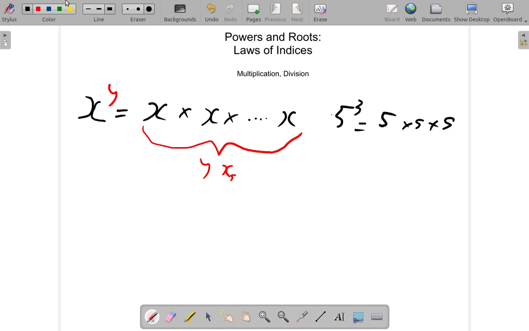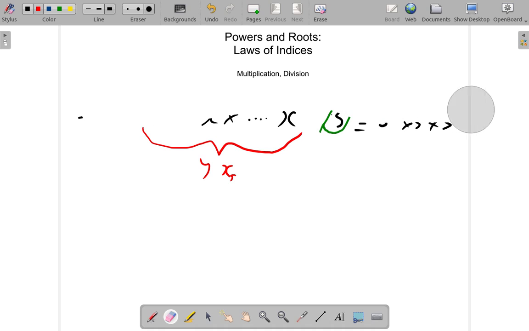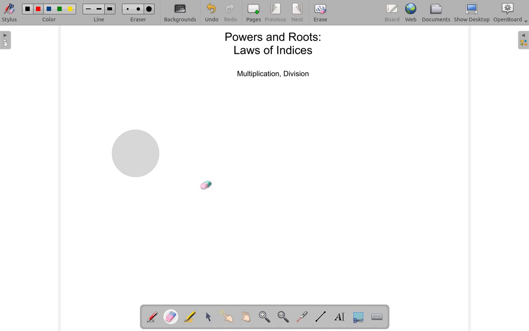The 5 is what you refer to as the base, the number that you keep multiplying, and the 3 is the index, how many of that number you have in the multiplication. Alright? Now let us look at the laws of indices as it relates to multiplication and division. We're going to start out with some numbers.